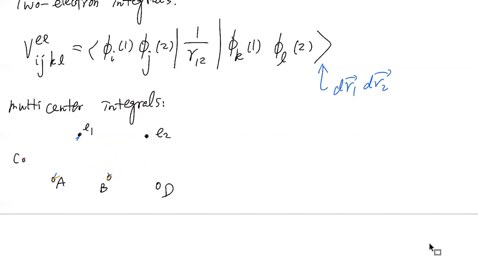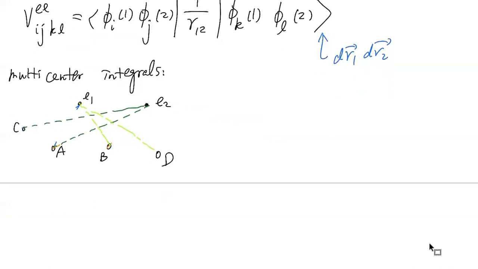So multi-center really means the integral that involves an electron with, say, 2 centers, with 2 nuclei. Or, for instance, electron 1 with 2 nuclei. It doesn't have to be BD, it could be AB or AC, etc. Right? You can have this kind of integral.